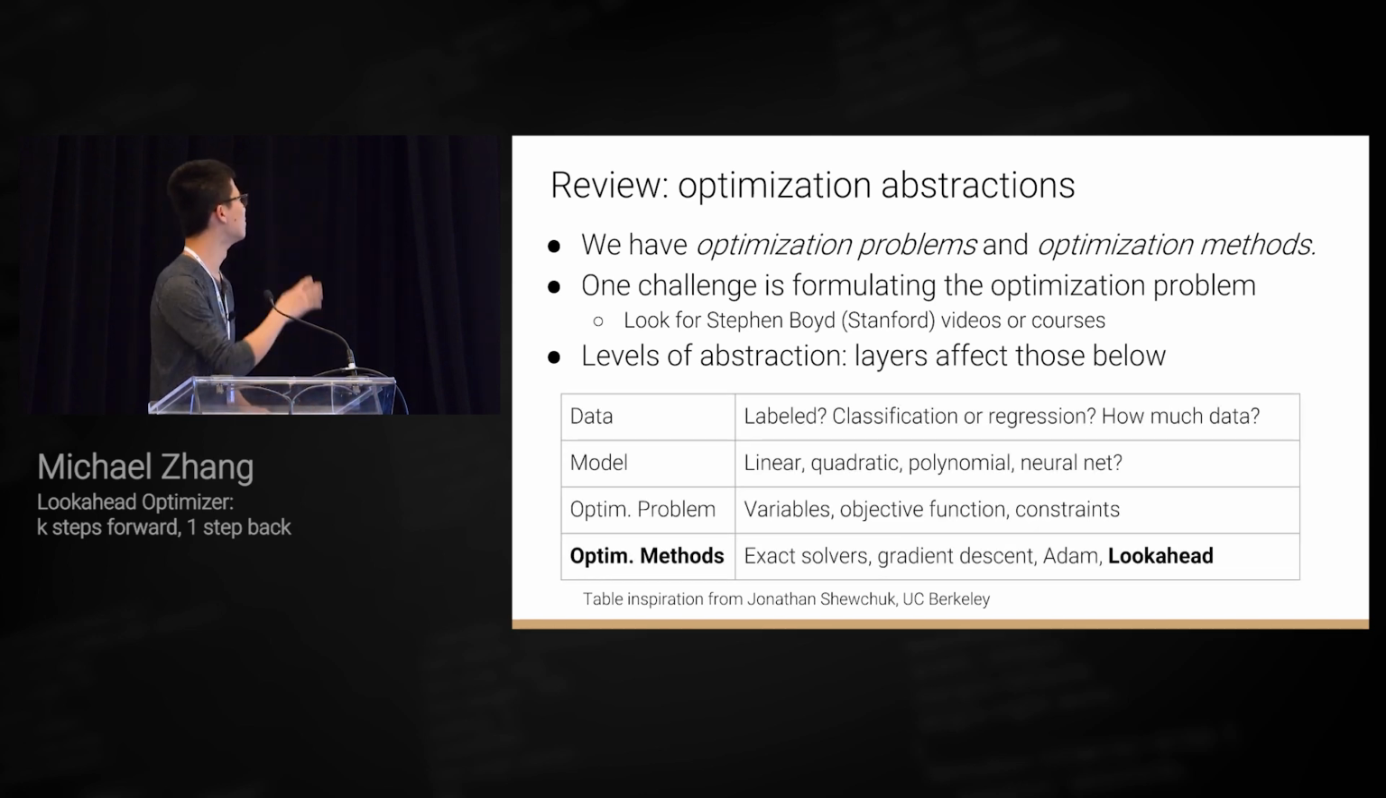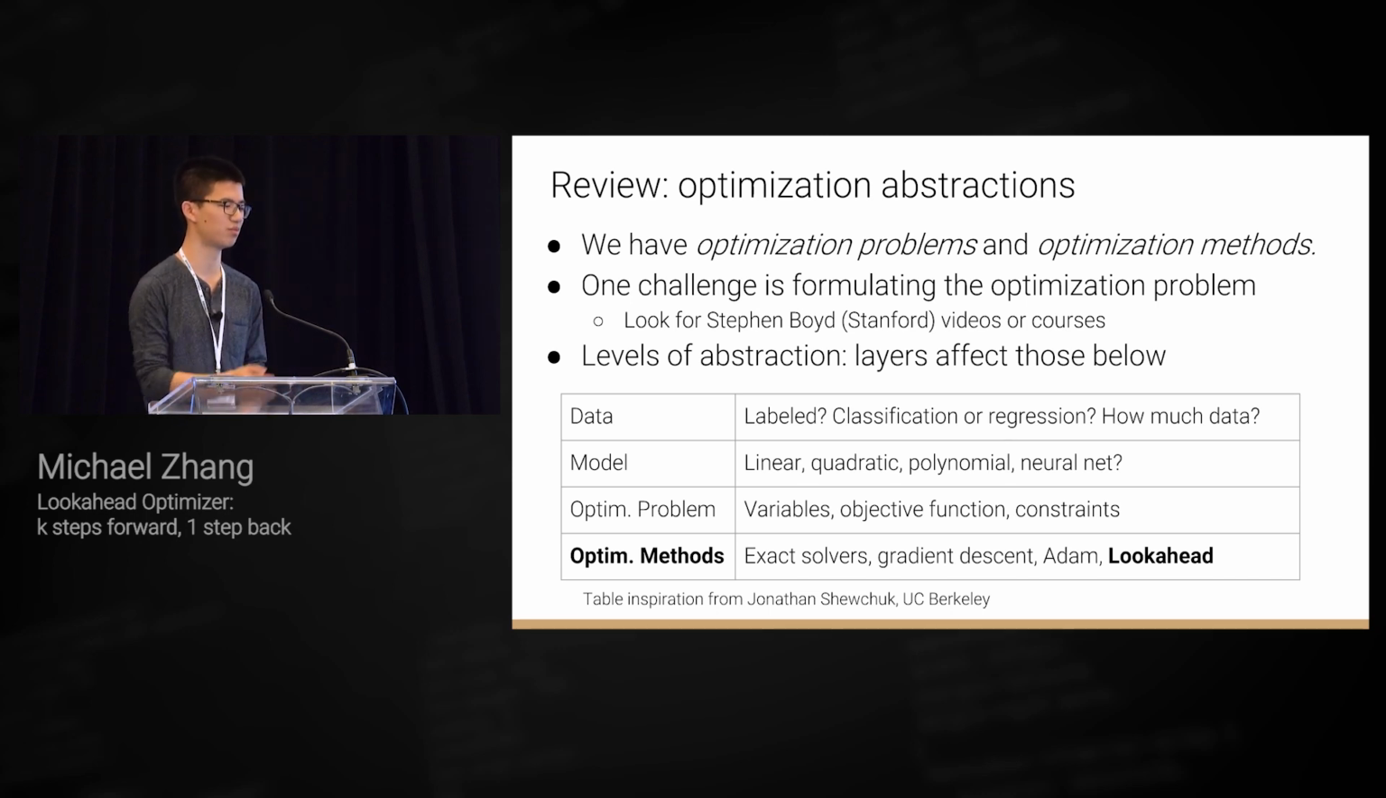One way you can think about this is when you have a new machine learning problem, you typically first look at the data set you have. This can be whether or not the data is labeled, whether you're doing classification or regression, and how much data you actually have. Once you have a better understanding of your data, you typically go about building your model. This could be a linear or quadratic model, or it could be something like a neural net or a decision tree. After we formulate the optimization problem, we typically have some variables we're trying to optimize over, constraints, and an objective function that we're trying to minimize.